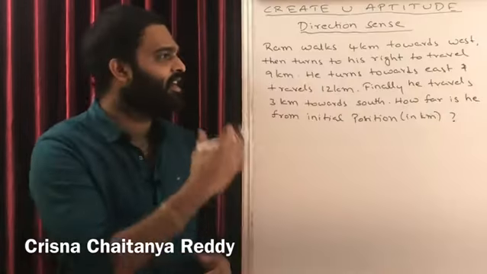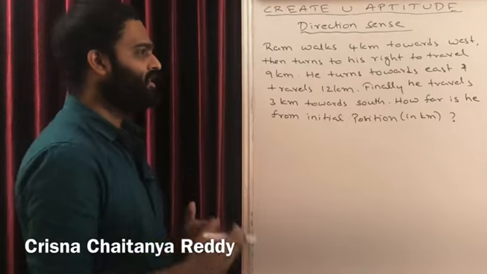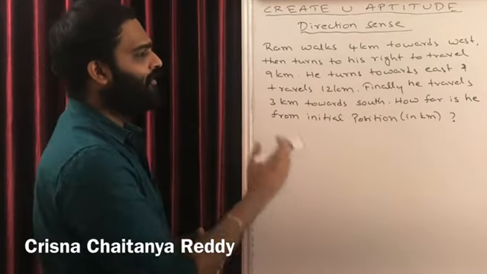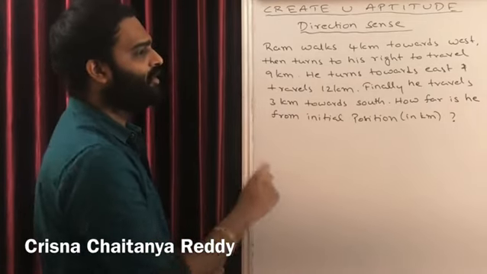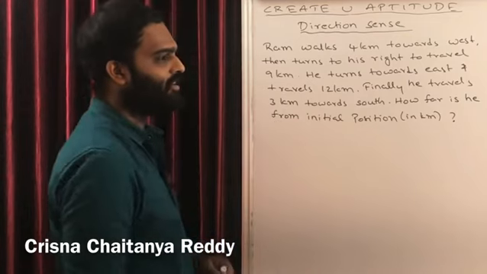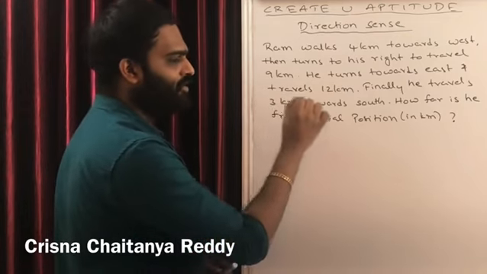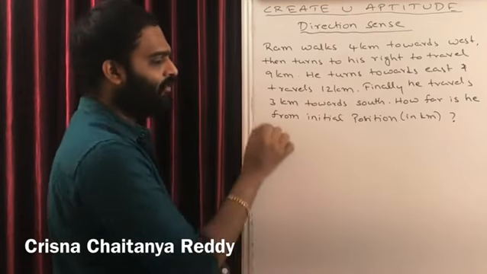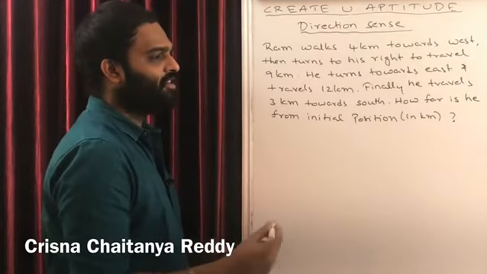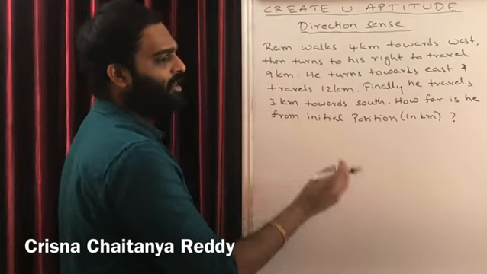Suppose the question is, Ram walks 4 kilometers towards west, then turns to his right to travel 9 kilometers. He turns towards east and travels 12 kilometers. Finally, he travels 3 kilometers towards south. How far is he from initial position? He is asking us to find out the distance from the initial position.